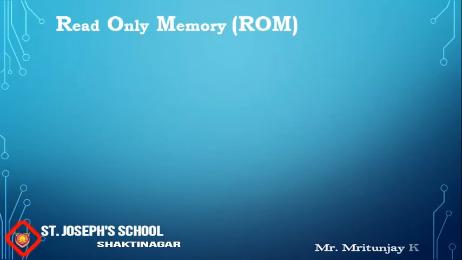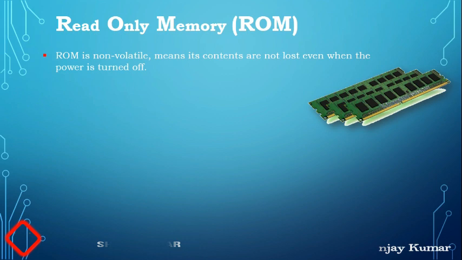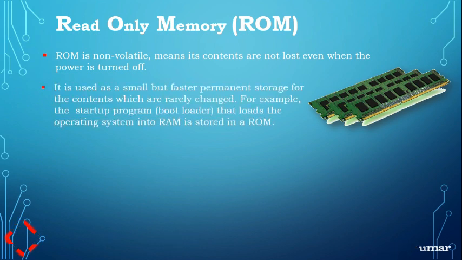Now let's see the second type of main memory or primary memory, that is ROM. A ROM is non-volatile, which means its contents are not lost even when the power is turned off. So it is used as a small but faster permanent storage for the content which is rarely changed. For example, the starter program, known as the boot loader, that loads the operating system into the RAM is stored in a ROM.